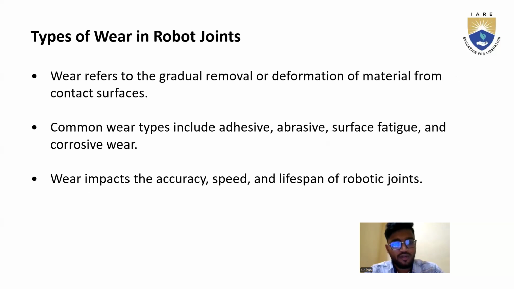Now, we can observe the types of wear in robot joints. Wear refers to the gradual removal or deformation of material from contact surfaces. Common wear types include adhesive, abrasive, surface fatigue, and corrosive wear. Wear impacts the accuracy, speed, and lifespan of robotic joints.